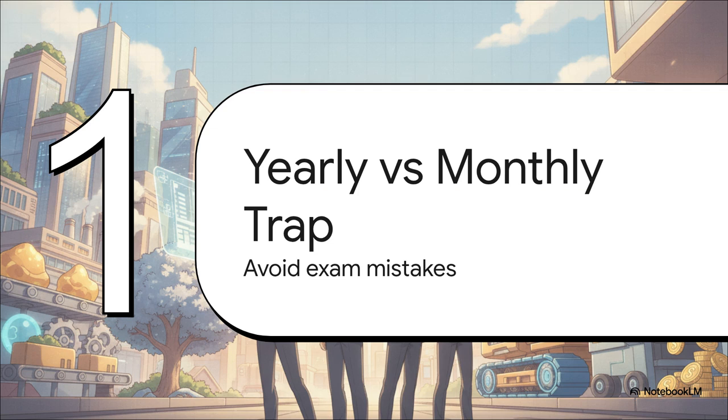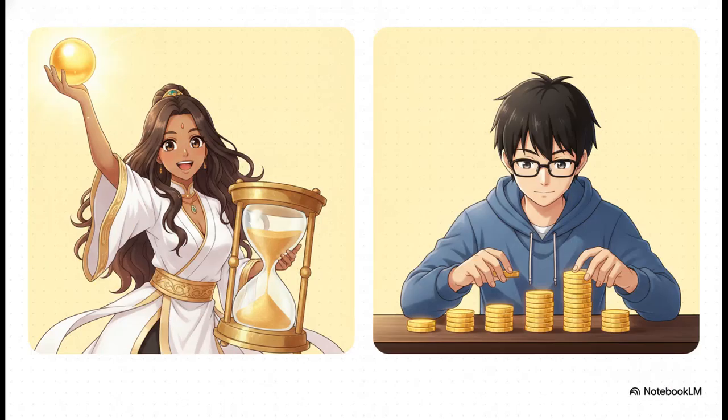Section 3, the yearly versus monthly trap. Okay, I'm stepping in right now as your friendly guide to give you a massive warning. This is the single most common trap you will face in your FAR 210 exams regarding depreciation timing. Students lose easy marks here all the time. Here is a side-by-side comparison of the two policies. When an exam question says yearly basis, you charge a full year of depreciation no matter what month the asset was bought, even if you bought it on New Year's Eve in December.